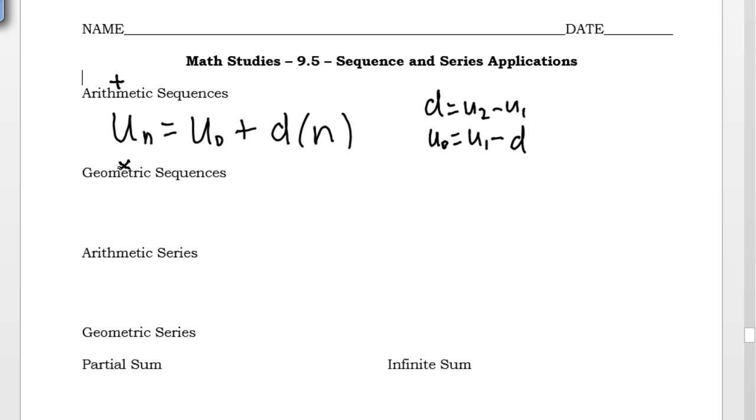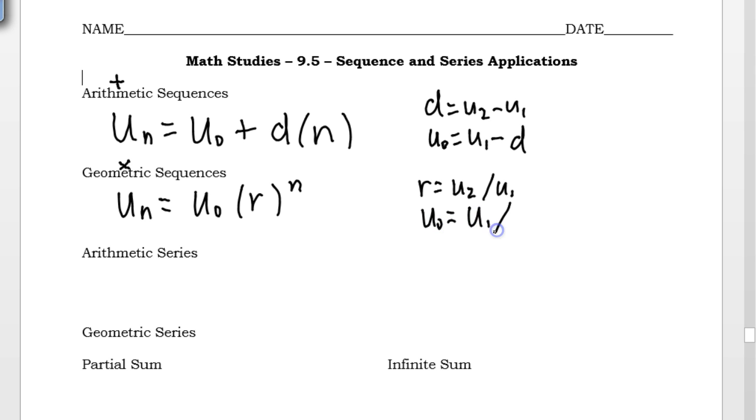Geometric is when you're multiplying, and sequences again are just a list of numbers. Also from 9.1, the explicit formula for a geometric sequence is u_n equals u_0 times the ratio to the power of n. If we need a formula for the ratio, that is u_2 divided by u_1, and for u_0, that is u_1 divided by the ratio.